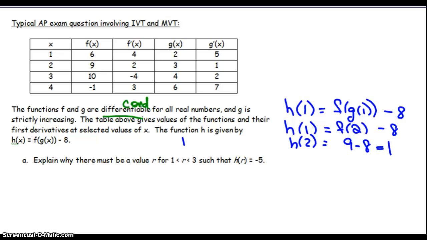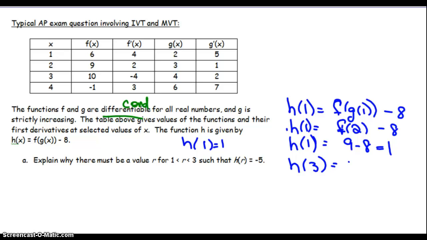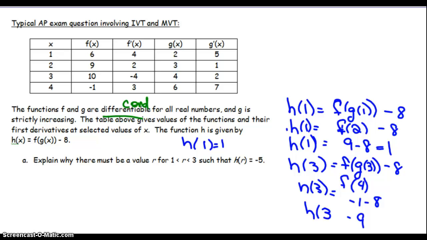So I'll put over here, h of 1 is 1. And now we'll do h of 3. So f of g of 3 minus 8. So g of 3 is 4. f of 4 is -1, minus 8 is going to give me -9. So h of 3 is -9.